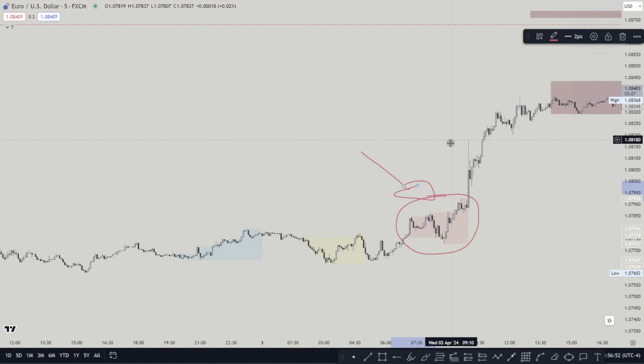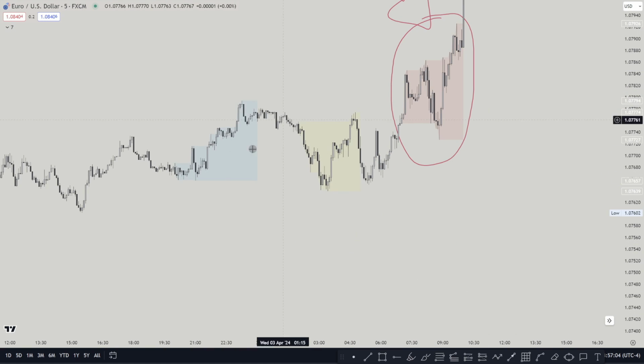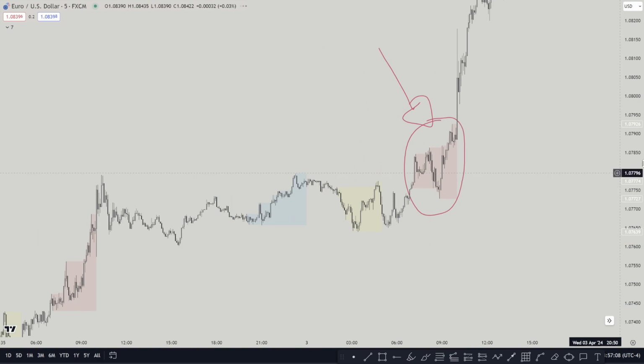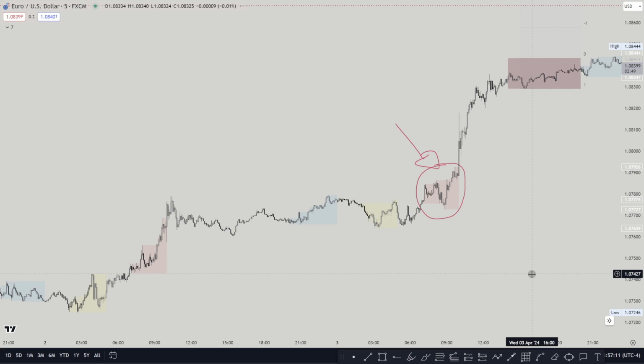And you see, that's how the high of the day was created here, in the New York session at least. Now we could have gotten the low of the day in London to get an expansion later on in New York. That's possible. But then high impact news is going to either create the high or the low of the day. One of them must be.